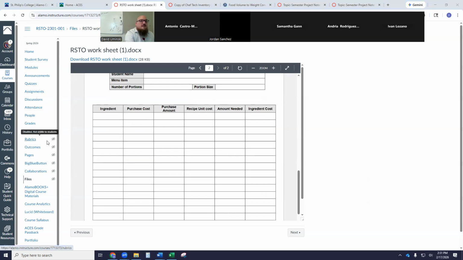So if you take a look, this is our AP, right? This is our recipe. And this right here is that 1 unit cost. That 1 unit cost that we just worked out.